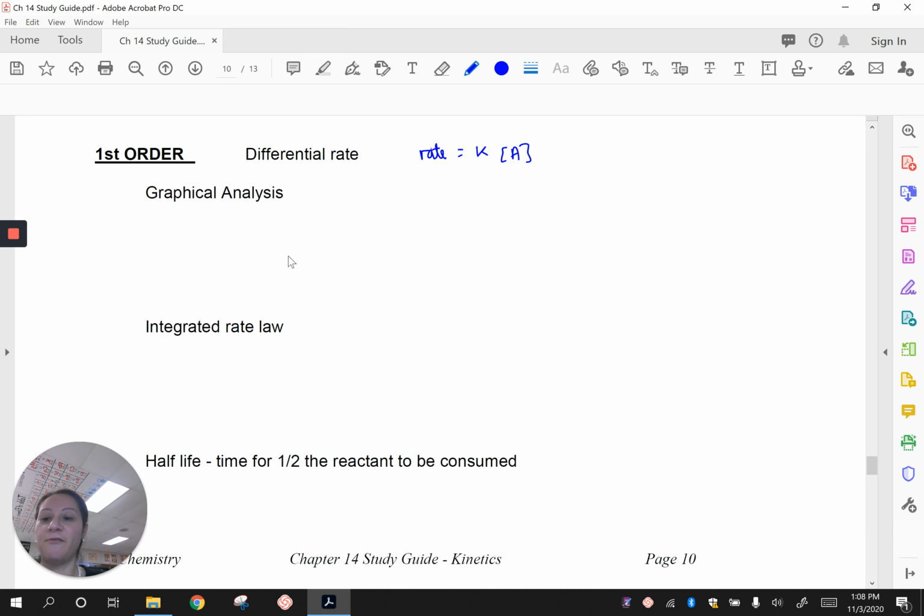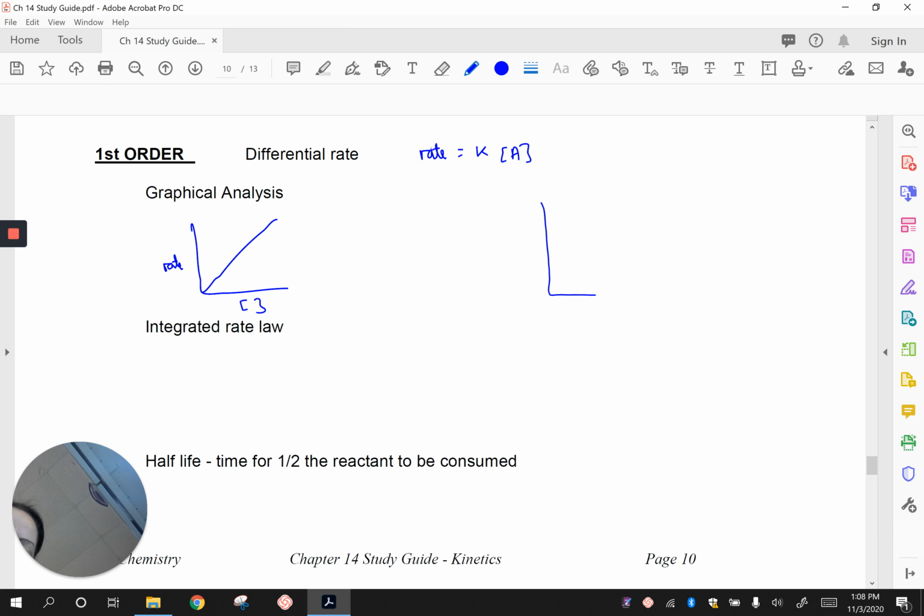If I'm graphing rate versus concentration, I would get a straight line. Because like I said, if I double my concentration, I double my rate, I triple my concentration, I triple my rate, and so on. If I wanted to relate it to time, I would need to graph the natural log of A, and I would get a line that looks like this, where the slope is equal to -k again.